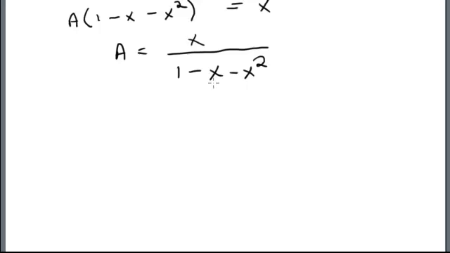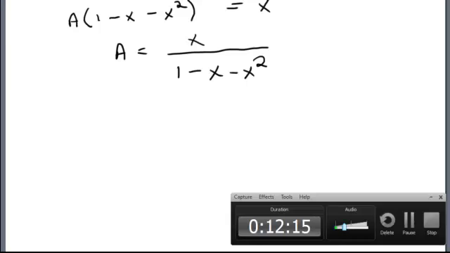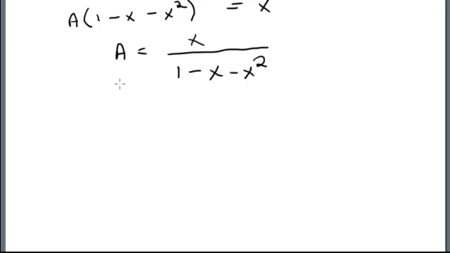So we want to compute the multiplicative inverse of 1 minus x minus x squared. Now we know a, and all we have to do is find that multiplicative inverse. We're going to go ahead and factor that like we did just previously. So we know from calculus, I'm going to go ahead and write the factors.